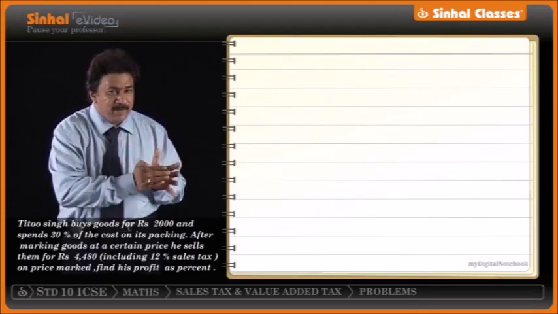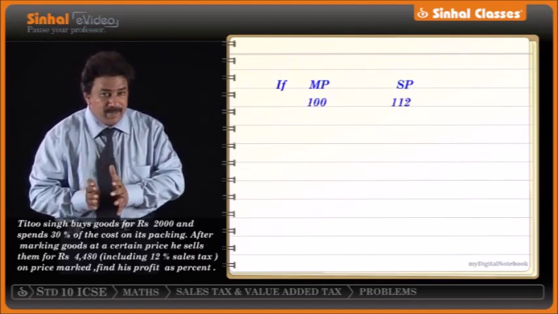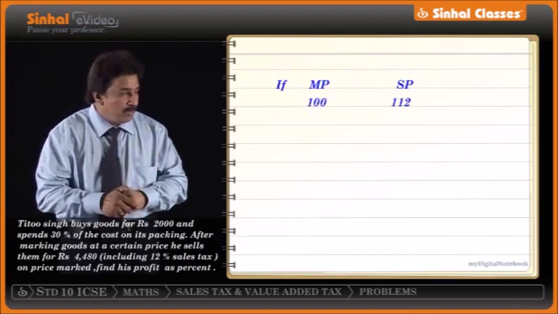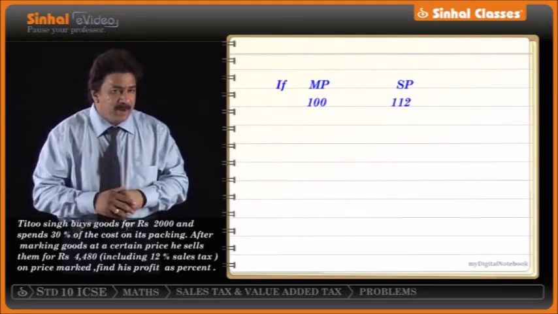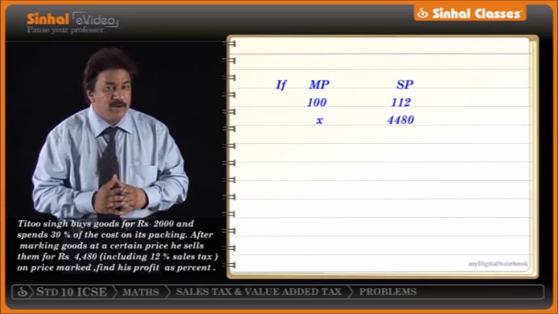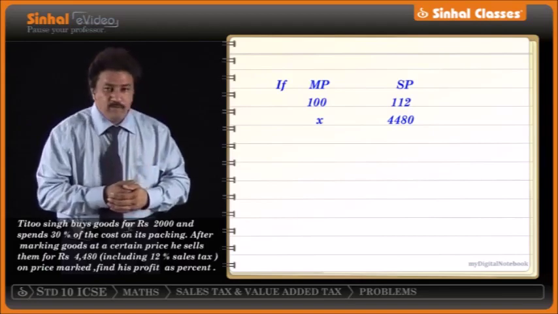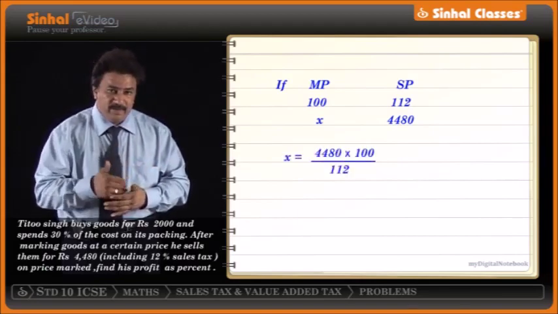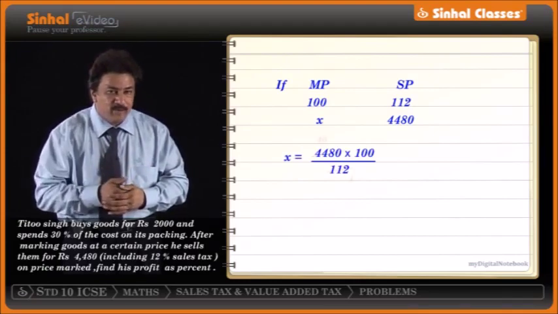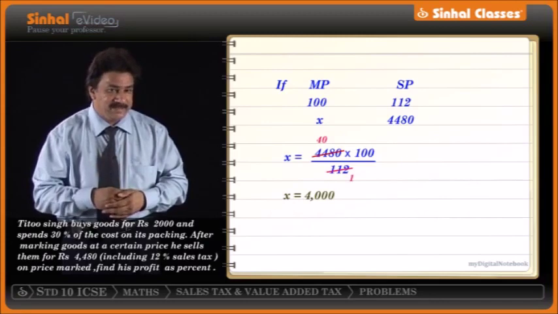So if I take the mark price 100, the selling price is what? 112. But in the same sum, the selling price is given to you as what? Rupees 4,480. So what will be the mark price? Let the mark price be X. By unitary method, after further simplification, we get X is equal to 4480 into 100 upon 112. Further down, it gives me X is equal to what? 4000. Now this 4000 is the mark price.